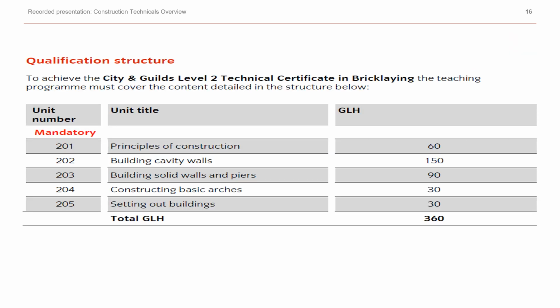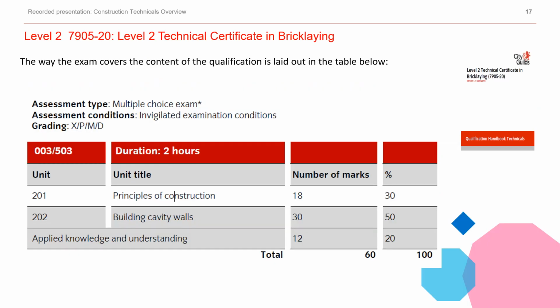So just looking at the bricklaying qualification, there are 5 units there. You can see the titles there and the GLH. But only 2 of those units, 201 Principles of Construction and 202 Building Cavity Walls, are actually in the exam. And this table gives you a breakdown of the number of marks allocated within each of those units. So you can see there's 18 and 30, and then the percentage. Overall, there are 60 questions there. So it gives you a breakdown.